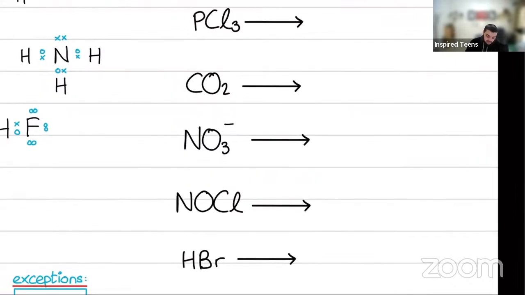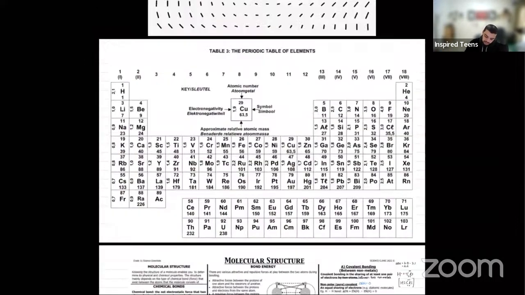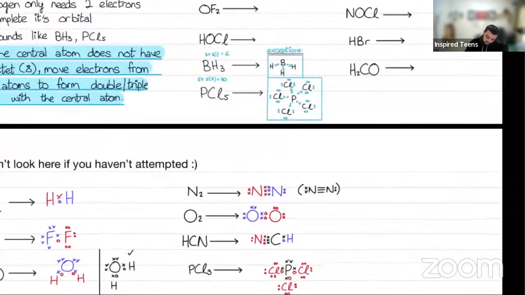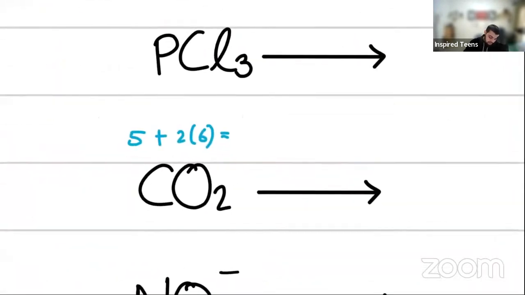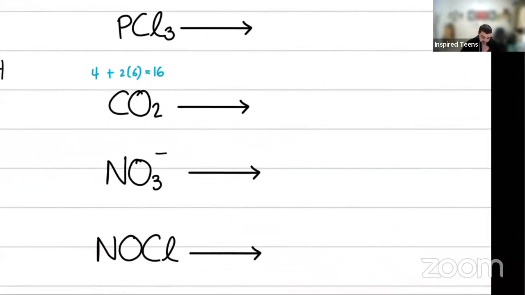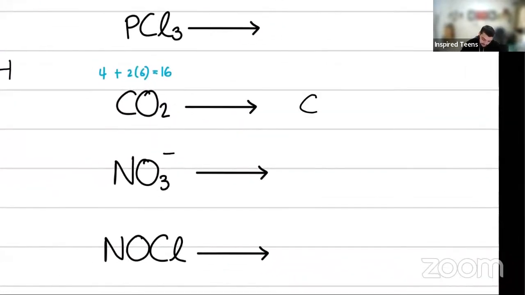Count up the electrons first. Carbon has 4, plus 2 times 6 for the oxygens, is equal to 16. So we have 16 valence electrons. Let's place the least electronegative atom in the center.